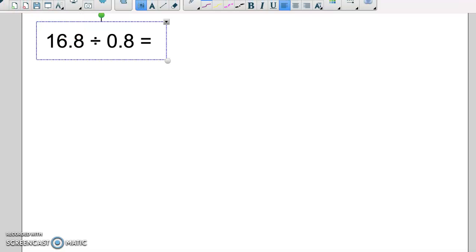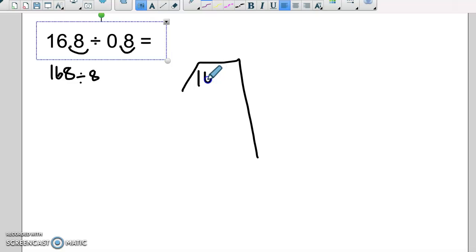So hopefully at this point you've had a chance to try this. So we have to move out our jumps first, right? That's the first part of this division. So it becomes 168 divided by 8, okay? So then 168 divided by 8, we set up our hook and ladder. That was a bad hook, but it'll get the job done.